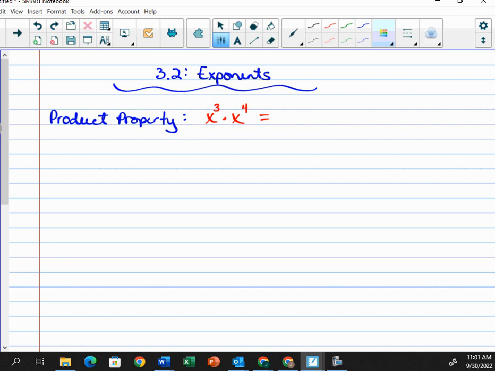I have x cubed times x to the 4th. What do I have? X to the 7th. I think most of you know just add exponents. If you ever forget, you can write this out. X cubed is x times x times x. X to the 4th, 1, 2, 3, 4. Do you see how that's 7 of them? X to the 7th. Okay.